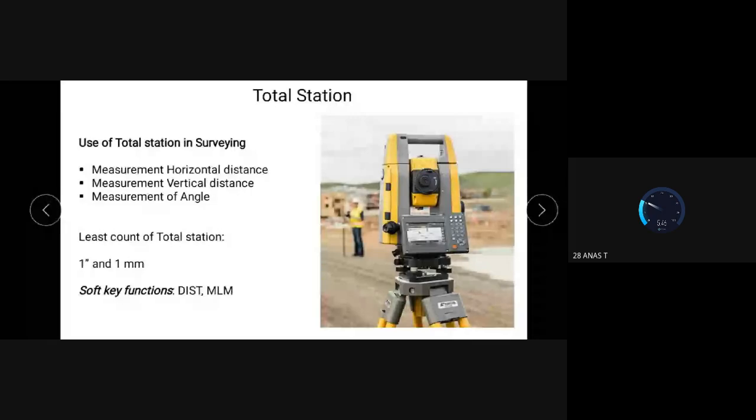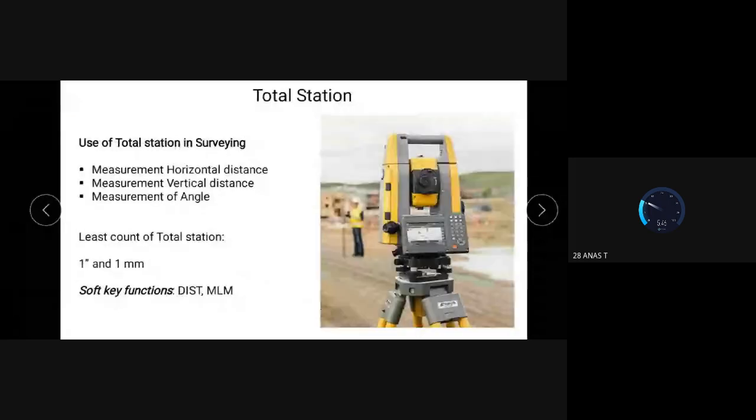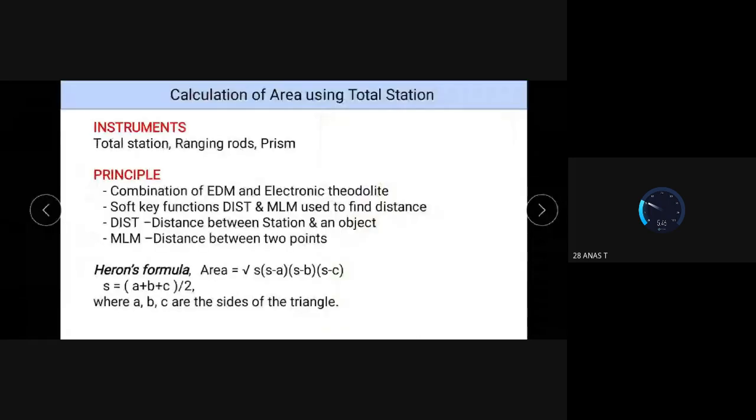Okay. So in this, first we will be setting the instrument. I think okay. So our experiment is the calculation of the area using the total station. So the instrument used is total station, ranging rods, and the prism.